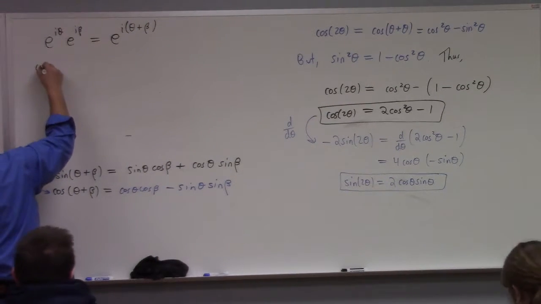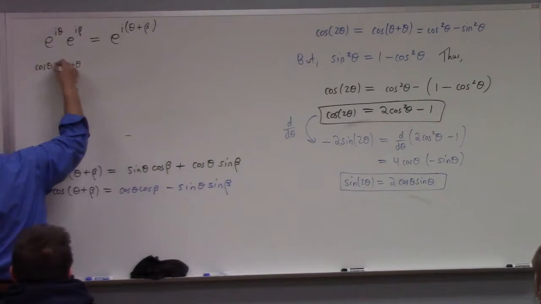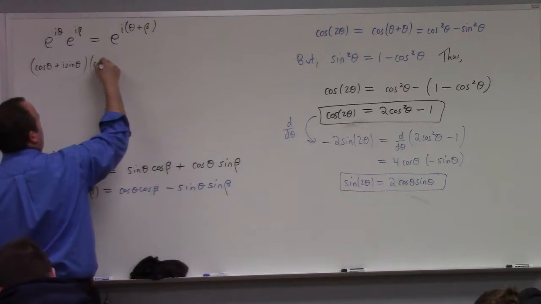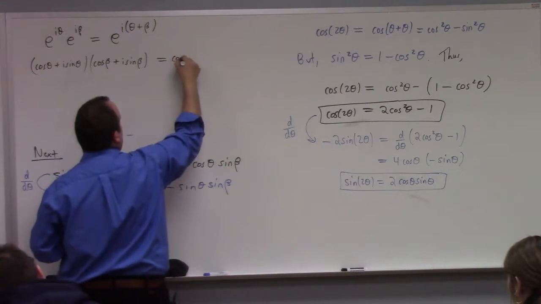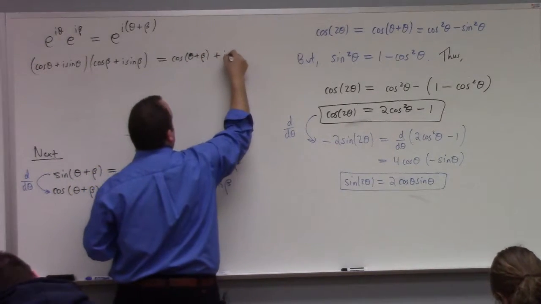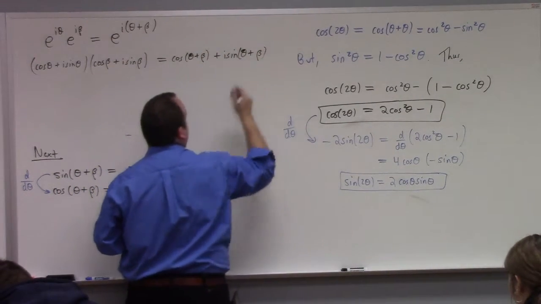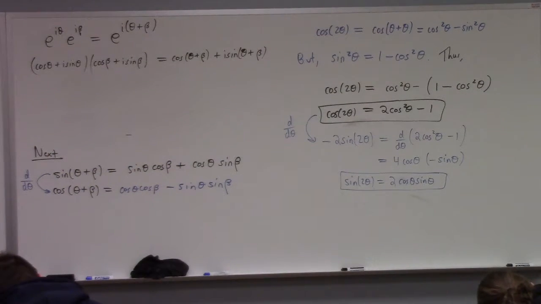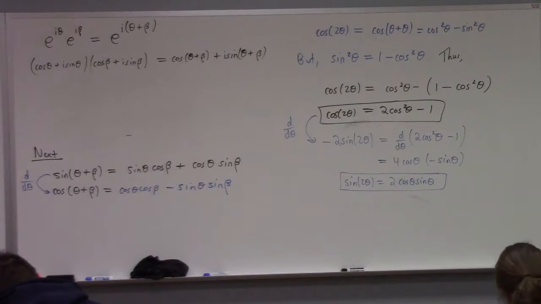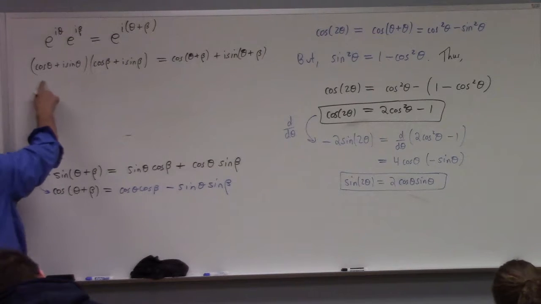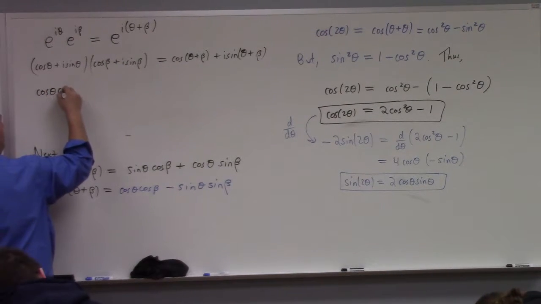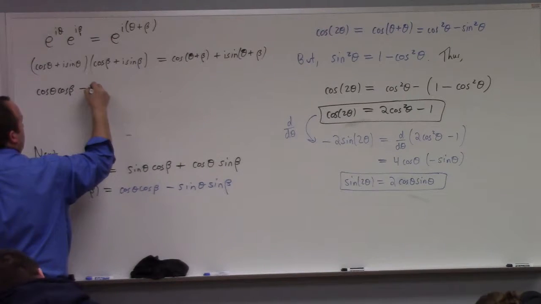So this would be cosine θ plus i sine θ. That would be cosine β plus i sine β. This would be cosine of (θ plus β) plus i times the sine of (θ plus β). Do you know how to multiply complex numbers? You were taught this. You may have forgotten it, but you do. You just have to multiply like usual and remember that i squared is minus 1. So what happens when we multiply this out? We get cosine θ cosine β minus sine θ sine β.